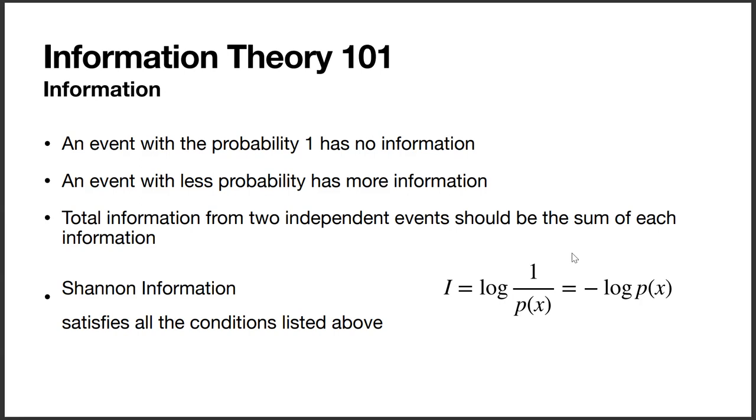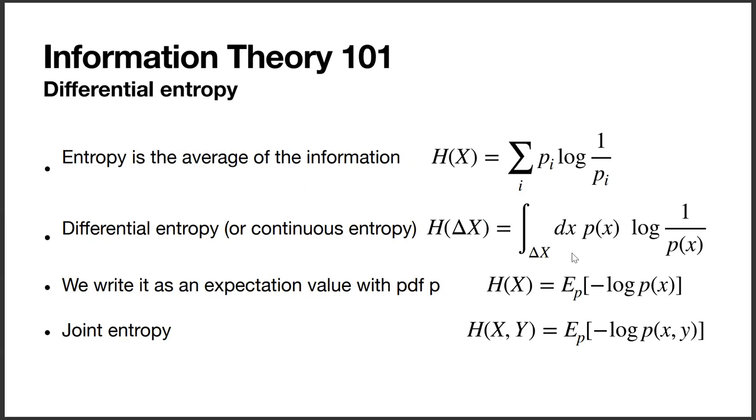Later, I will be used for another concept, but you should remember that information is log one over P. And this is called Shannon entropy, and they satisfy all the properties listed above. And then we can talk about this entropy. You might be familiar with thermodynamics, that this entropy is nothing but the average, the expectation value of the information.